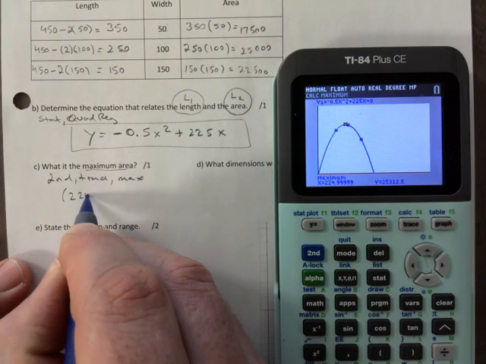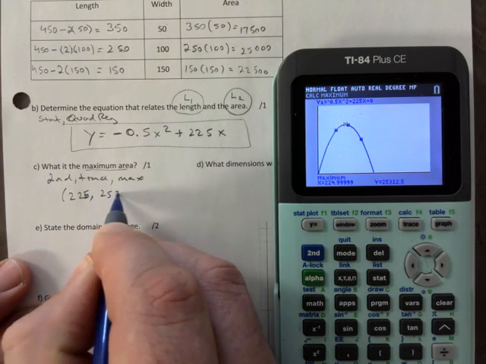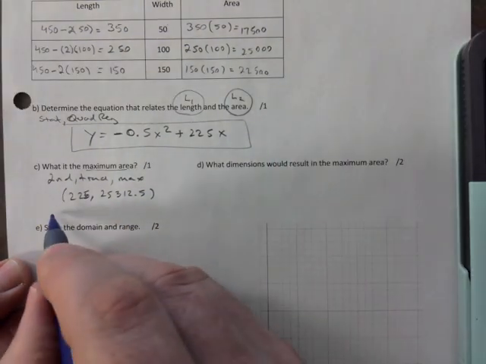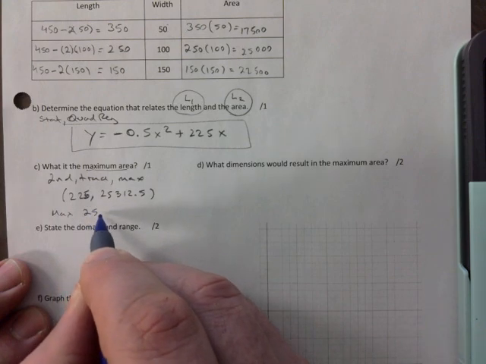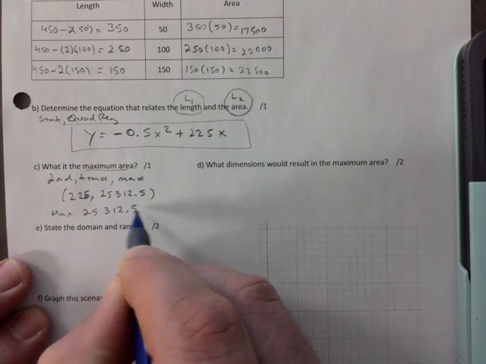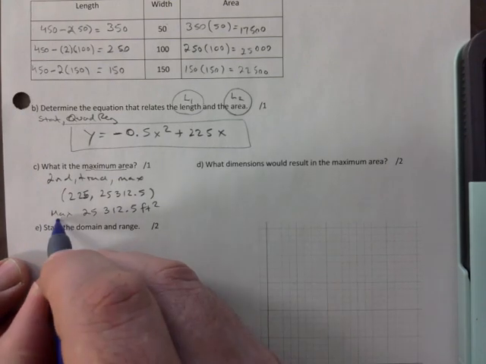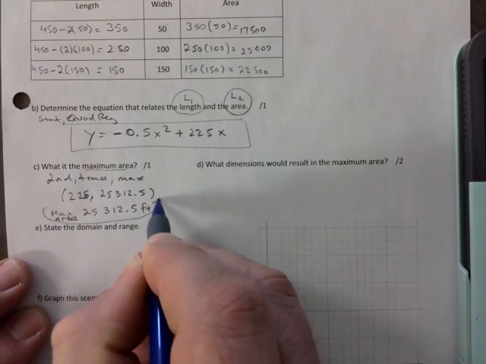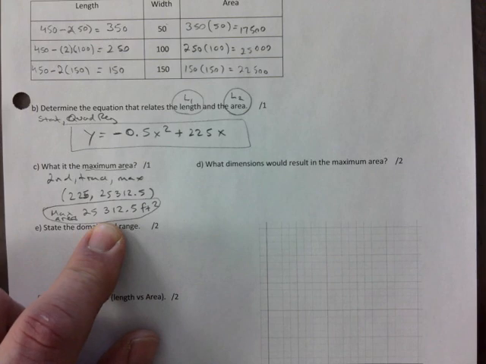Oh, this is actually 225, right? If you round it, 25,312.5. So the maximum area is this, right? The Y value, and this is square feet, is the maximum area. Okay, so to get full marks, you need to tell me which one of these is the maximum area and the units, okay?